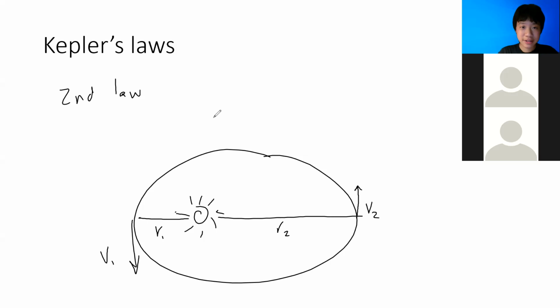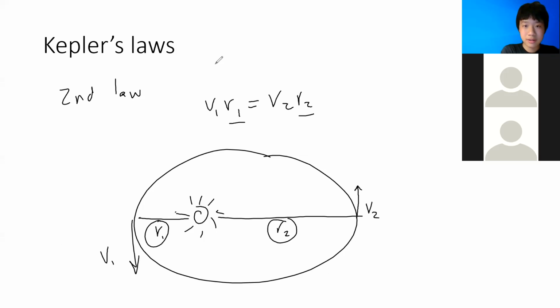An equation we can use to define this is V1 R1 equals V2 R2. All right. So in this case, R1 is smaller than R2. Let me draw my R's a little better. Since R1 is smaller than R2, then V1 has to be bigger than V2 to compensate, because this is an equation. So this is Kepler's second law. I recommend you copy this formula down.